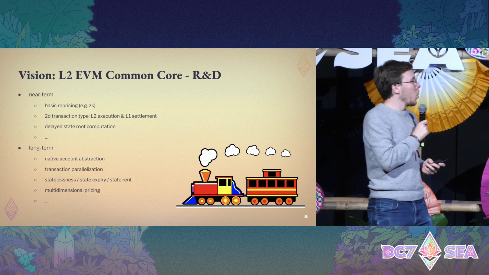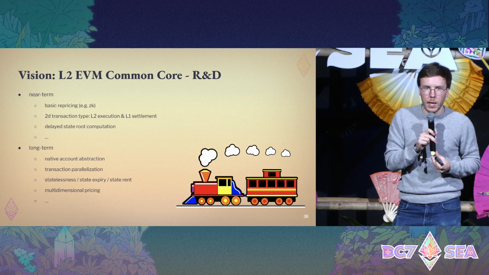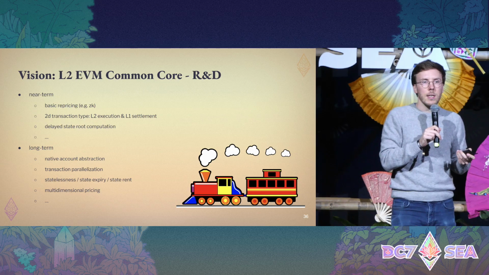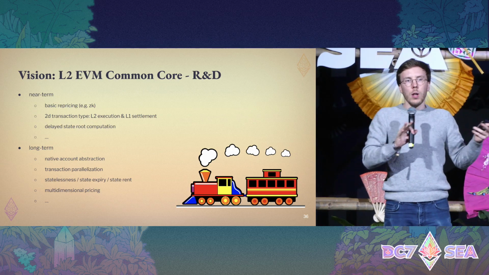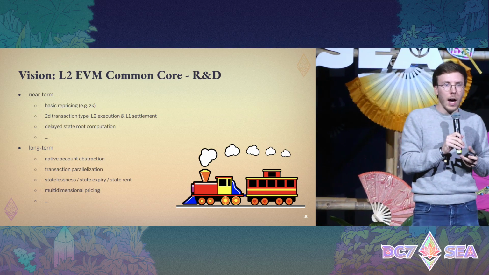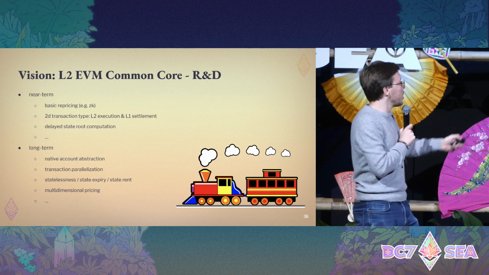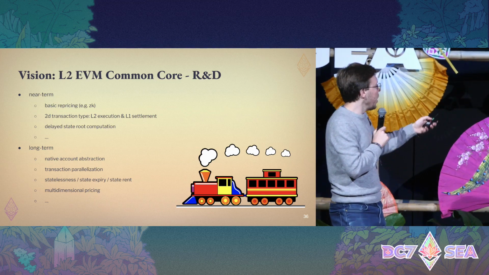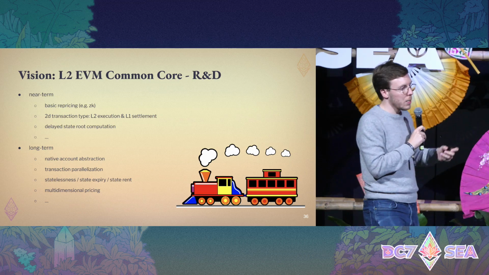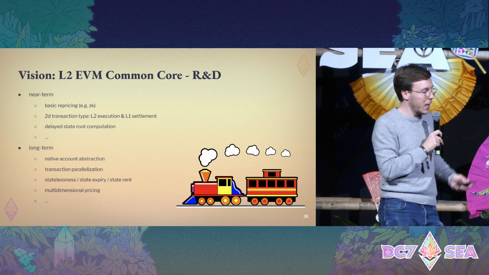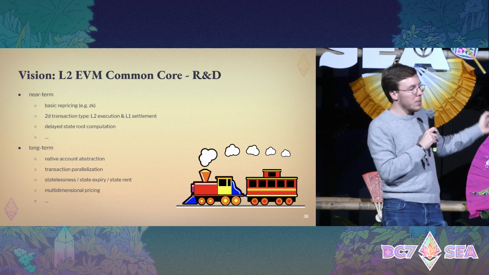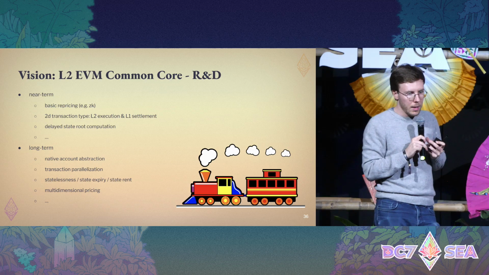And so what kind of features are we talking about here? What could we bring? Well, basically, the idea is to open the design space again, right? Now that we have a platform to ship more ambitious features, let's look into what we have there. In the short term, that could be things like basic repricing to make it, for example, more ZK native. A 2D transaction type is something that I think would be really nice.